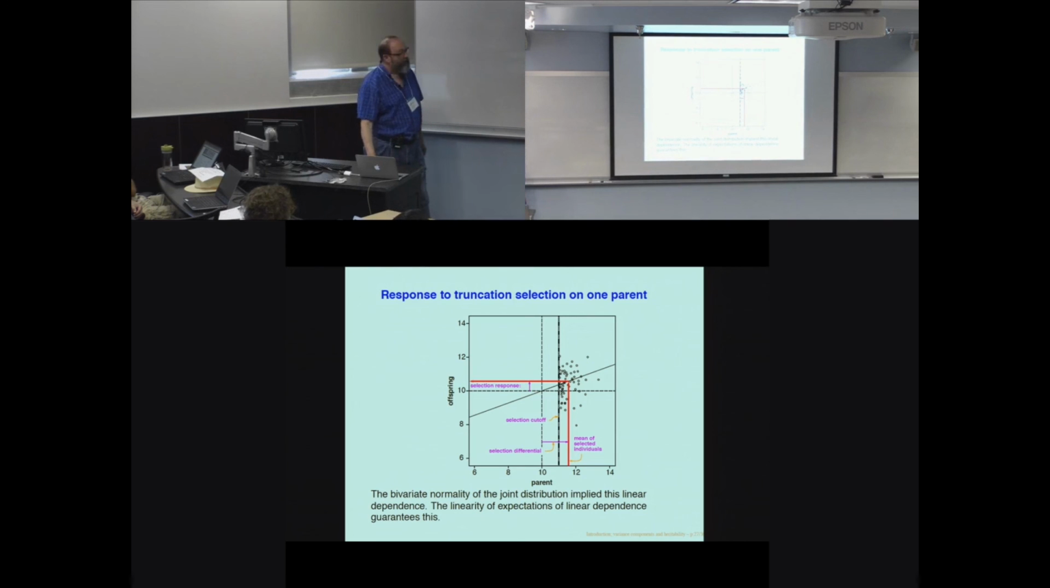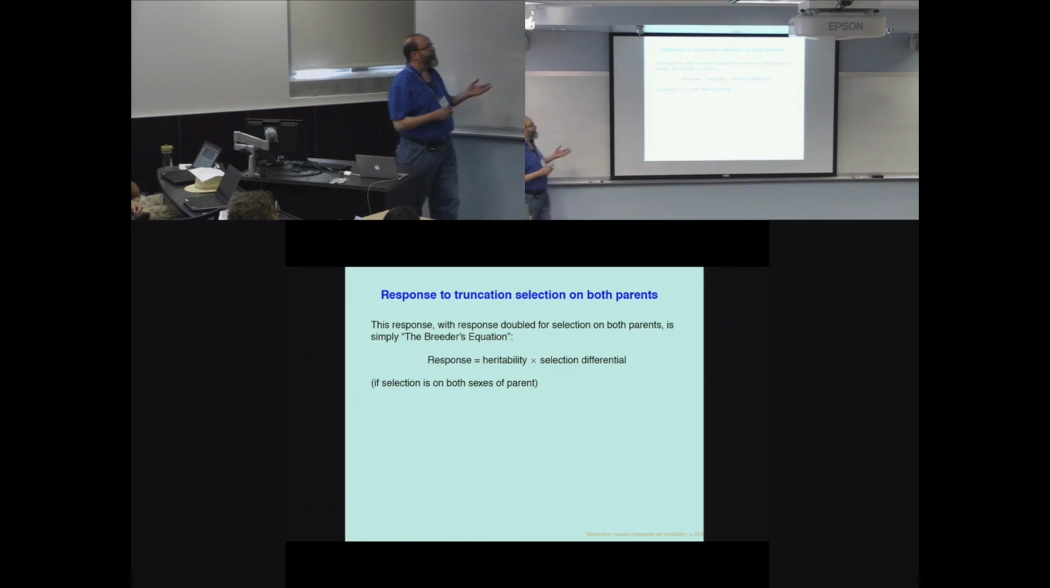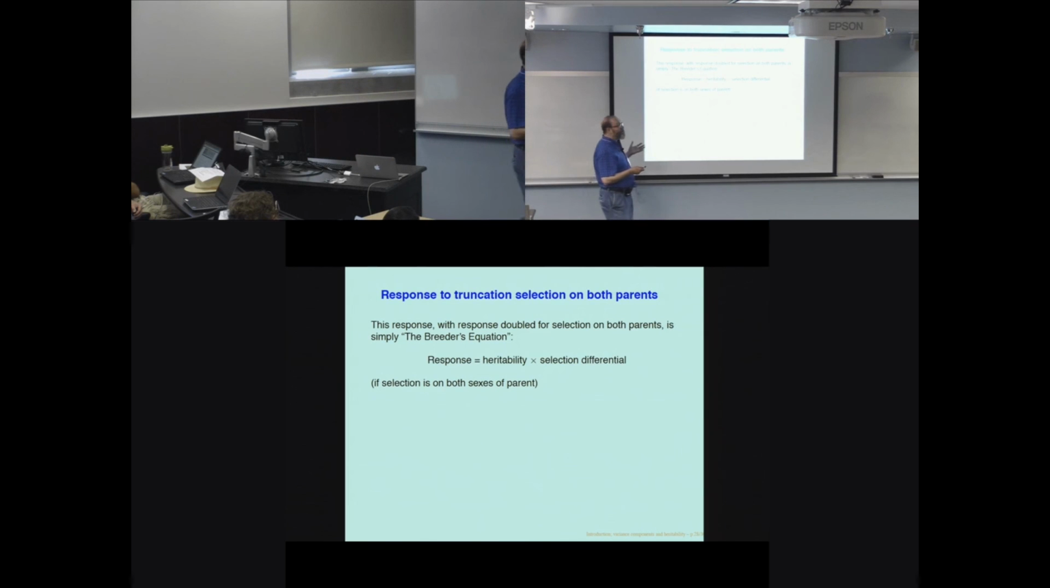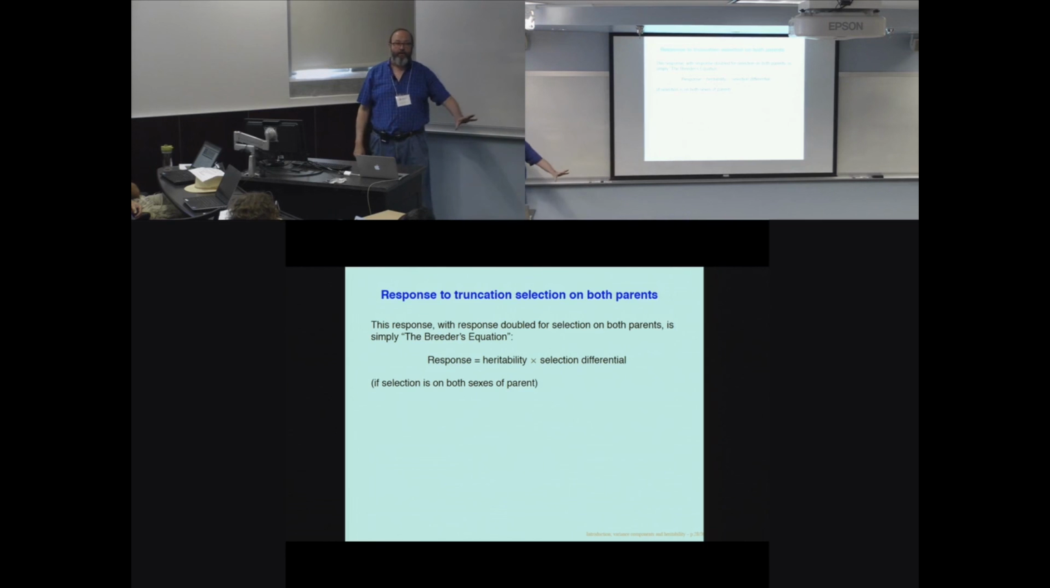And if you do the selection not on one parent but on two parents, the selection gain doubles, approximately, to good approximation. And then you get what's called the famous result, the breeder's equation. It simply says the response to artificial selection is equal to the heritability times the selection differential. So by estimating variance components, you can infer the heritability, and that gives you a prediction of how much gain you're going to get from artificial selection.